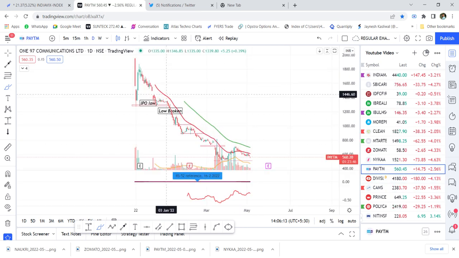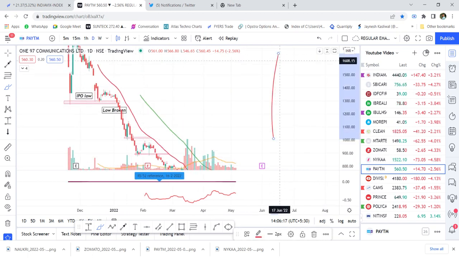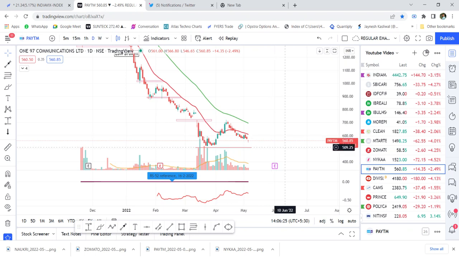If you look at the chart of PayTM, the stock is in a clear cut downtrend. I expect more fall in this particular script once the stock breaks this new low of around 1500 rupees or so. Then after that again you can expect some new lows of around 450 or 400, and that would be the next analysis of how we analyze that.